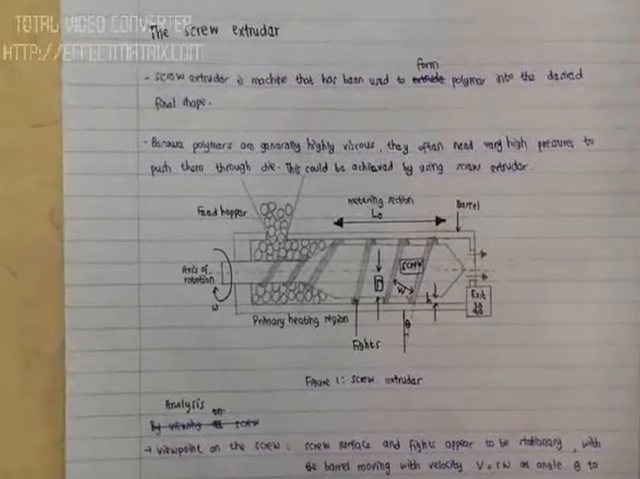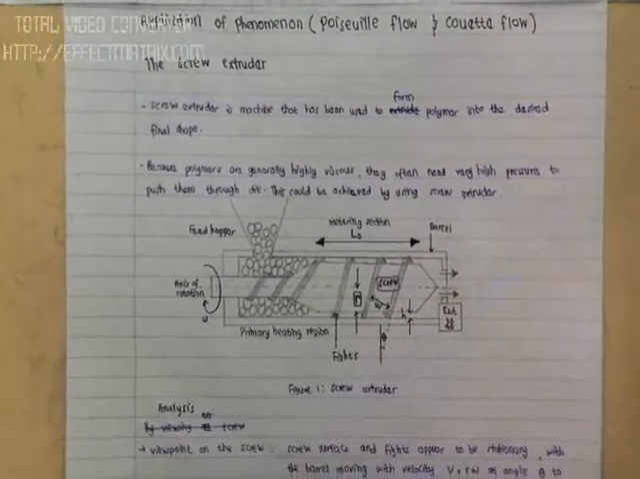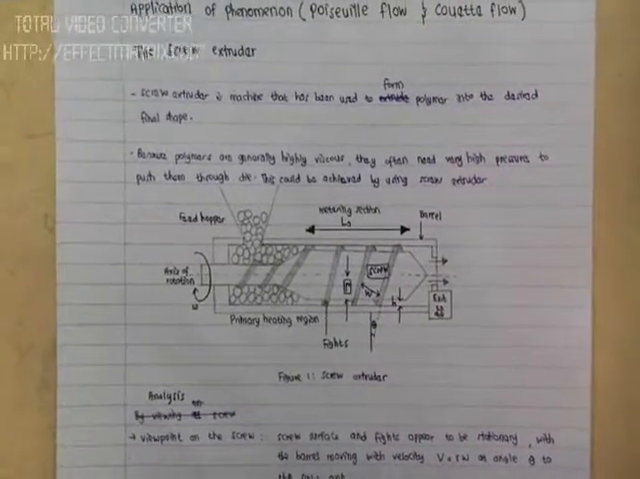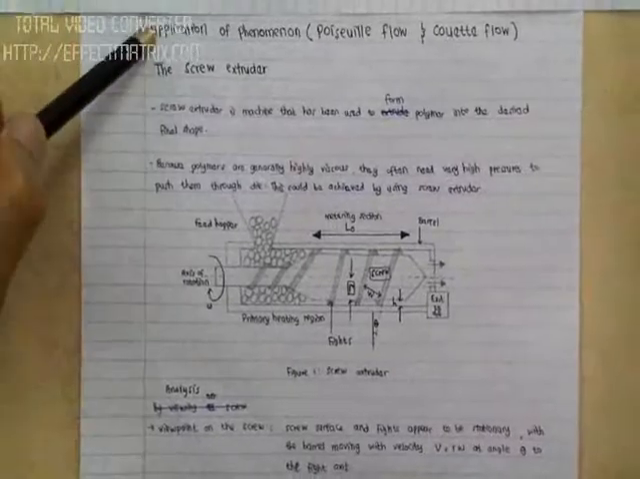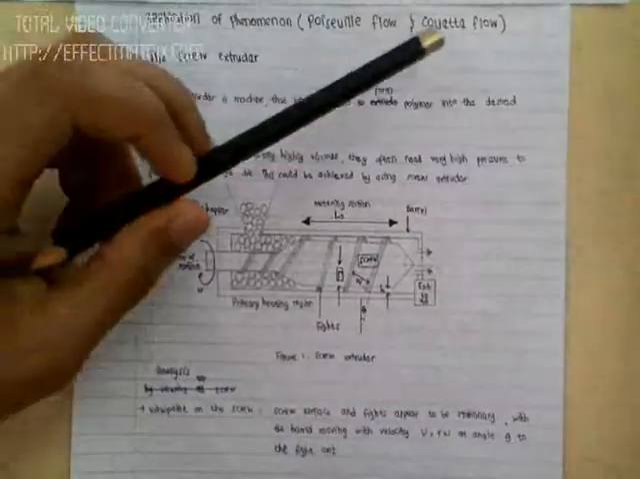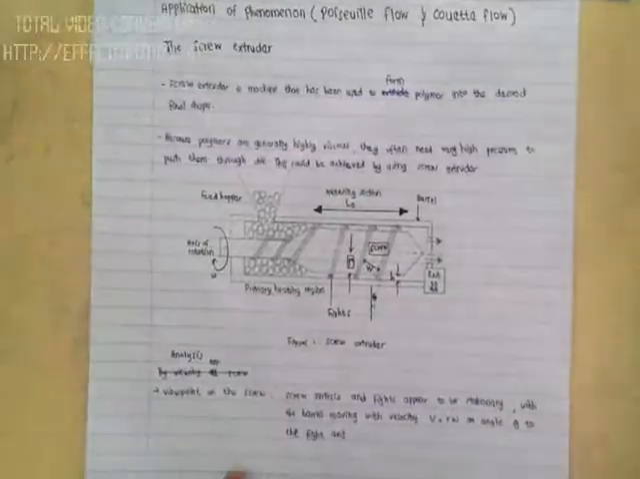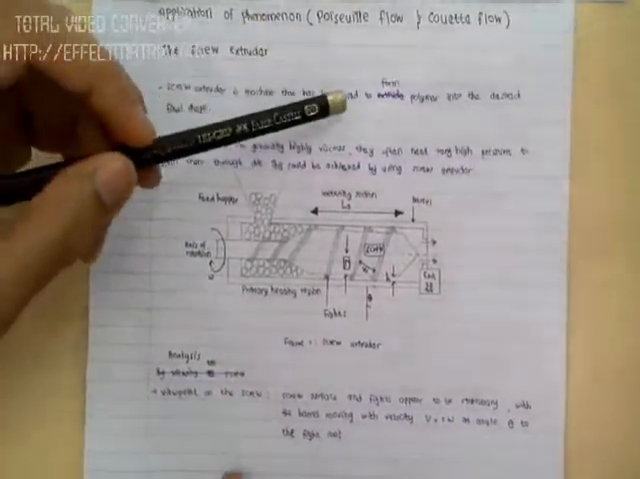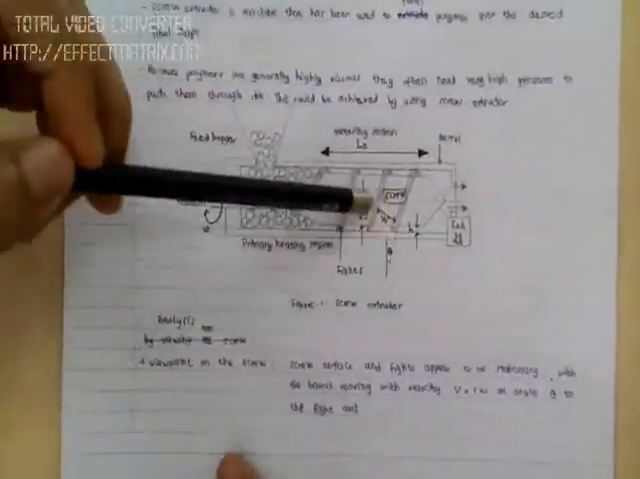Assalamualaikum. My name is Muhammad Shafiq, and I will explain the last sub question for question number 12. The last sub question is the application of the phenomena Poiseuille flow and Couette flow. We can see this phenomena in the screw extruder. A screw extruder is a machine that is used to form polymer into the desired shape. This is a figure of the screw extruder.